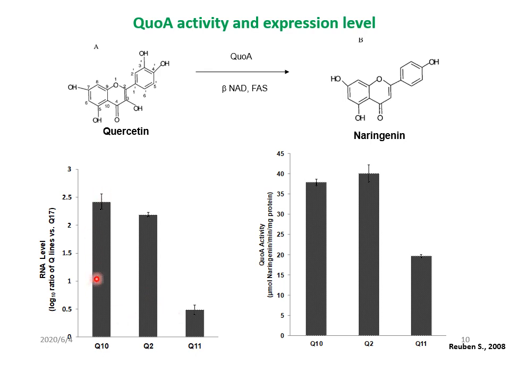You see the ranking, Q10 is highly expressed, and Q11 was not so high. We also checked enzymatic activity, so we extracted plant protein with QUOA, and we checked how much quercetin can be converted into naringenin, right? Quercetin is formed in plant. And again, you can see Q2 and Q10 have the highest activity, and Q11 has low levels. So we call them high level plant, medium level, and low level plant, right? 1, 2, 3, rank 1, rank 2, rank 3.